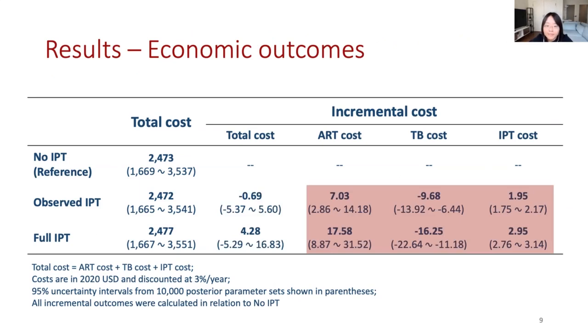We also show the breakdown of cost components for the incremental costs. As we can see from the table, IPT provision was associated with direct costs of IPT drugs and increased downstream costs of ART due to longer life expectancy. But these additional costs were offset by the savings from reduced downstream TB treatment cost.